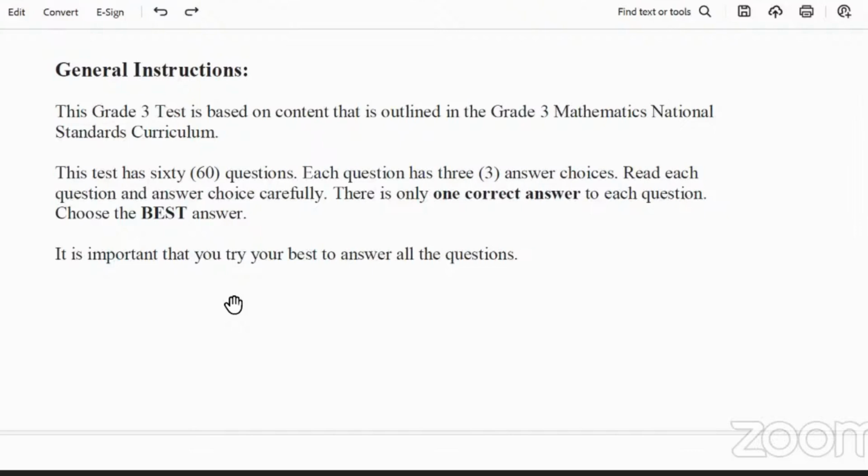The test has 60 questions. Each question has 3 answer choices. You're going to read each question and answer choice carefully. There is only one correct answer to each question, so you're going to choose the best answer. It is important that you try your best to answer all the questions.